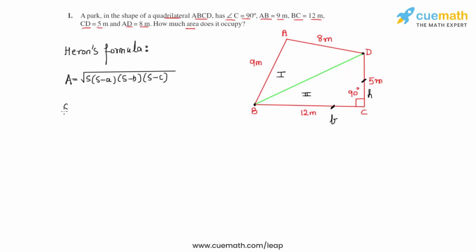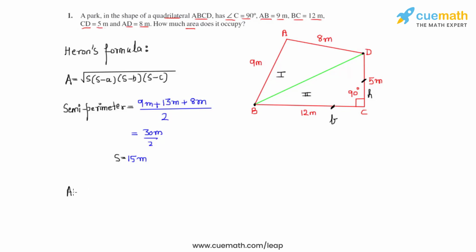We will have to find the semiperimeter for triangle ABD, and that can be found by adding up the three side lengths and dividing it by 2. So let's add 9 meters plus 13 meters plus 8 meters and let's divide that by 2. So we get that as 30 meters divided by 2. So we can say that the semiperimeter S for triangle ABD equals 15 meters.